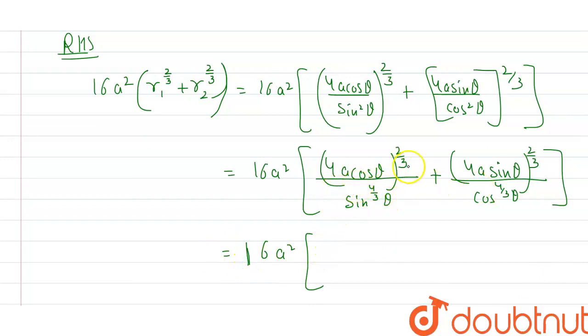I can take 4a to the power of 2 by 3 common in the numerator part. So what are we left with? Cos theta and sin theta. So I can write this part as cos 2 by 3 theta.